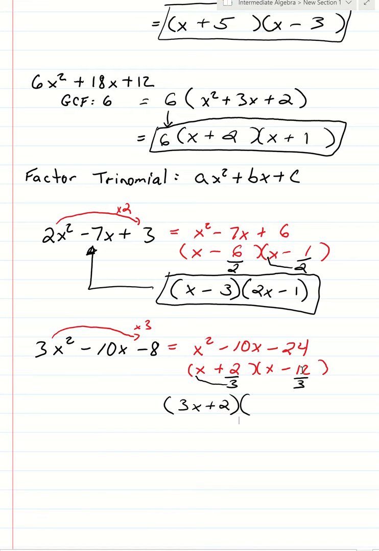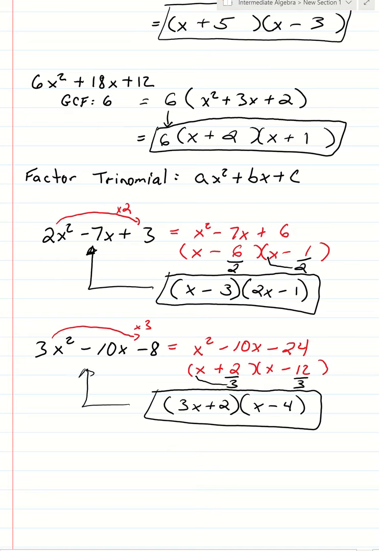In the second parentheses, I have 12 over 3. That can be simplified into an x minus 4. And that would be your factored form. If we were to multiply those back, we would get the original polynomial. That's what we're looking to do.